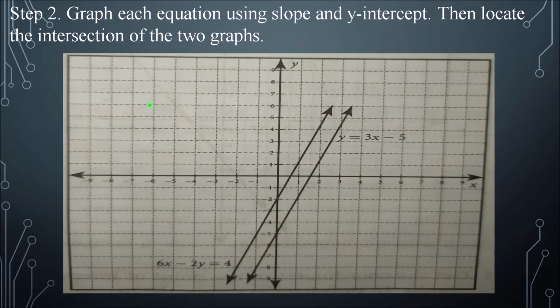Graph each equation using slope and y-intercept. Then locate the intersection of the two graphs. So as you can see, the first graph, 6x minus 2y equals 4, is this. And then the second graph, y is equal to 3x minus 5, is this. So as you can see, there is no intersection.